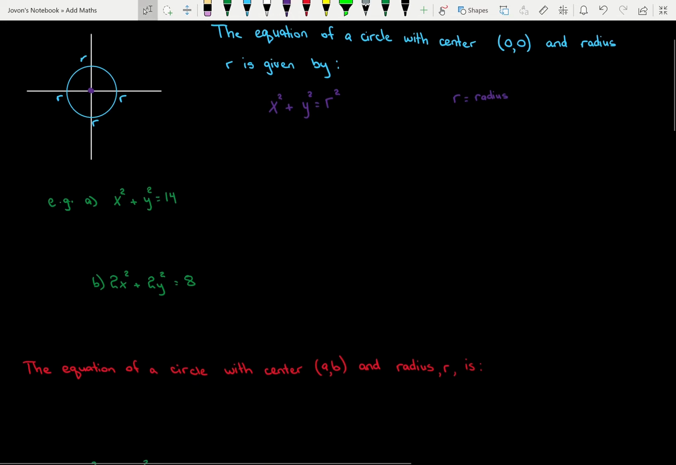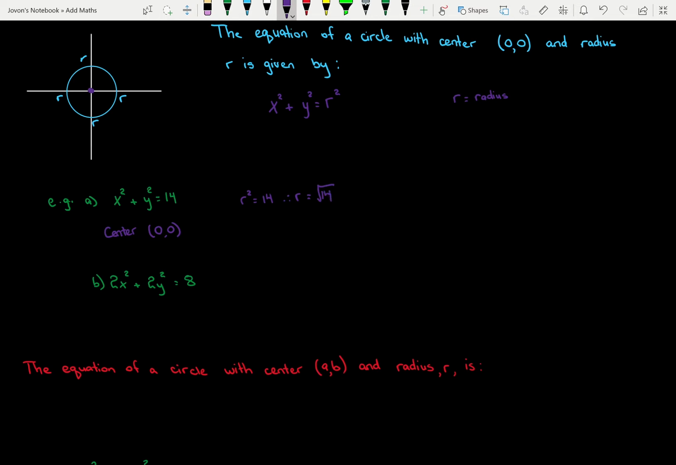Okay, so if we have an equation x squared plus y squared is equal to 14, the center is 0, 0, and we know that r squared is equal to 14, therefore the radius r would be equal to the square root of 14.